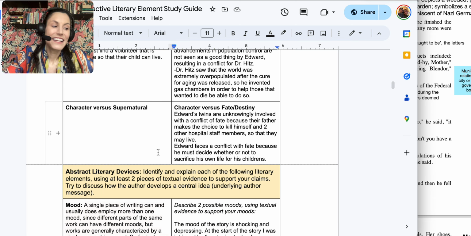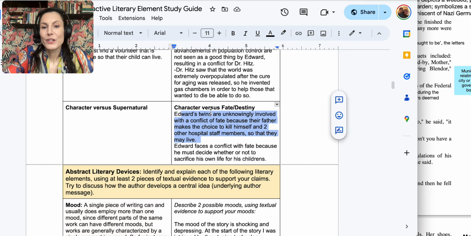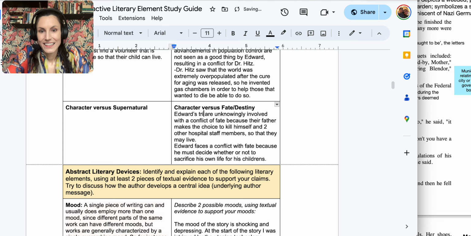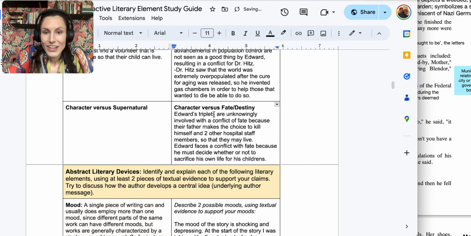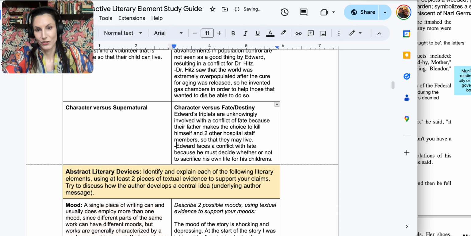All right. And then you obviously have a character versus fate or destiny. Edward's triplets are unknowingly involved with a conflict of fate because their father makes the choice to kill himself and two other hospital staff members so that they may live. Edward faces a conflict with fate because he must decide whether or not to sacrifice his own life for his children. That is definitely character versus destiny.